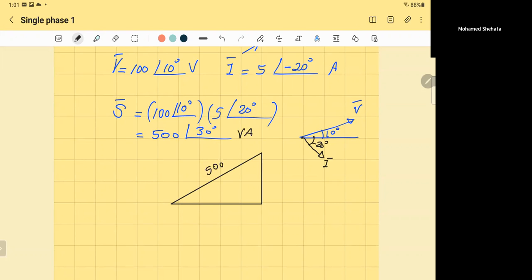The unit, volt amp. Why? It's S, apparent power. And the angle is 30. Observe, the angle is positive. It means the load is inductive. Another thing, the load is inductive.